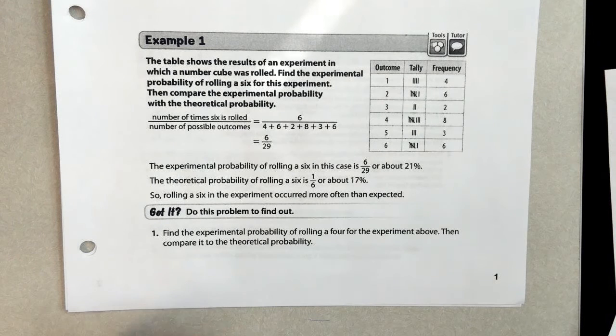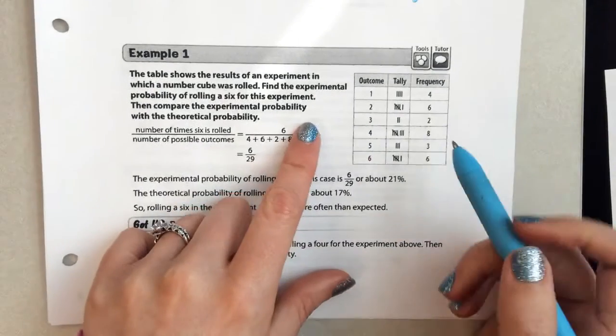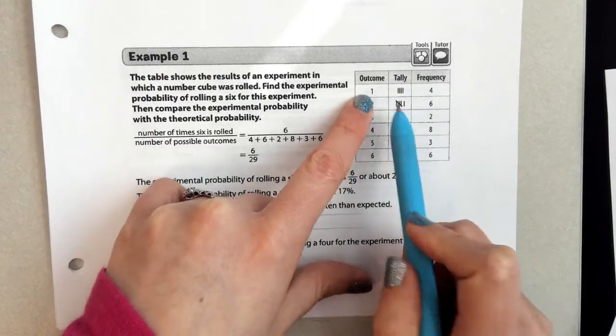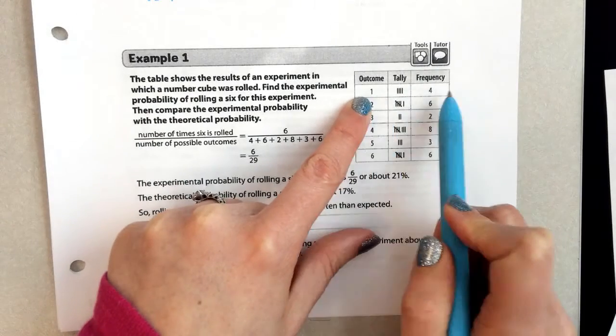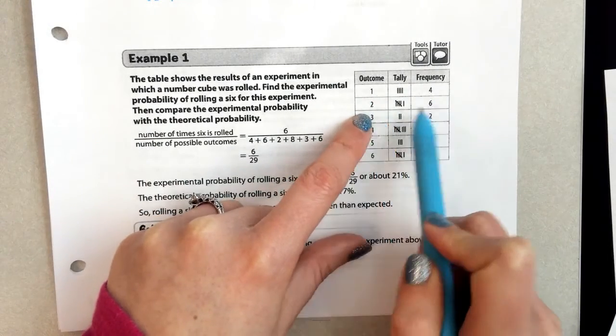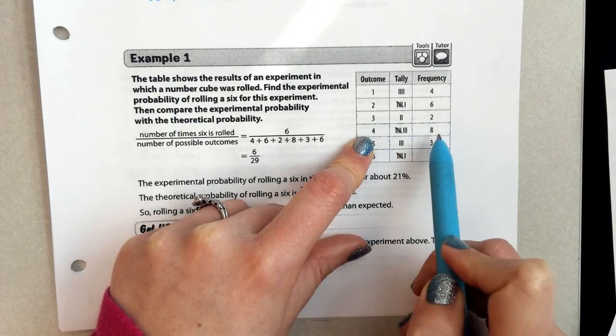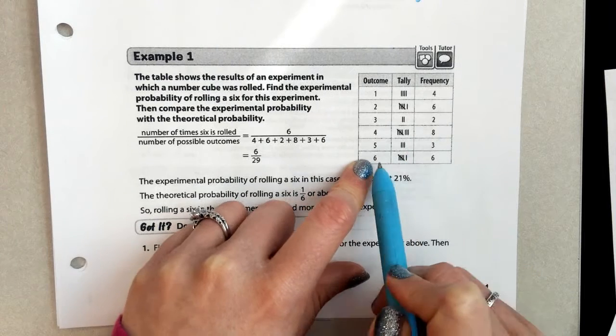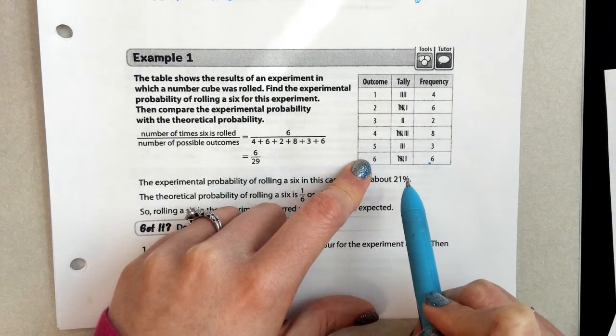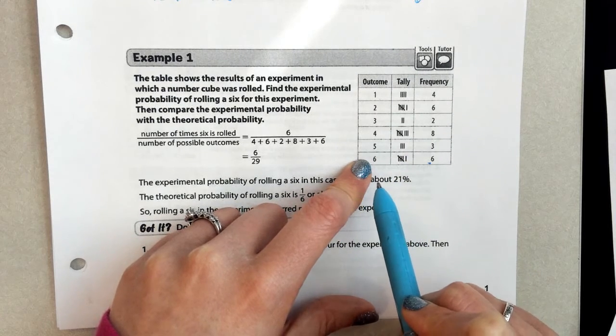So, example 1 says, the table shows the results of an experiment in which a number was rolled. Find the experimental probability of rolling a 6 for this experiment. So, when I look at this, rolling a 1 happened 4 times, rolling a 2 happened 6 times, rolling a 3 happened 2 times, rolling a 4 8 times, rolling a 5 3 times, and rolling a 6 6 times. The tallies were kept as we were actually rolling them.